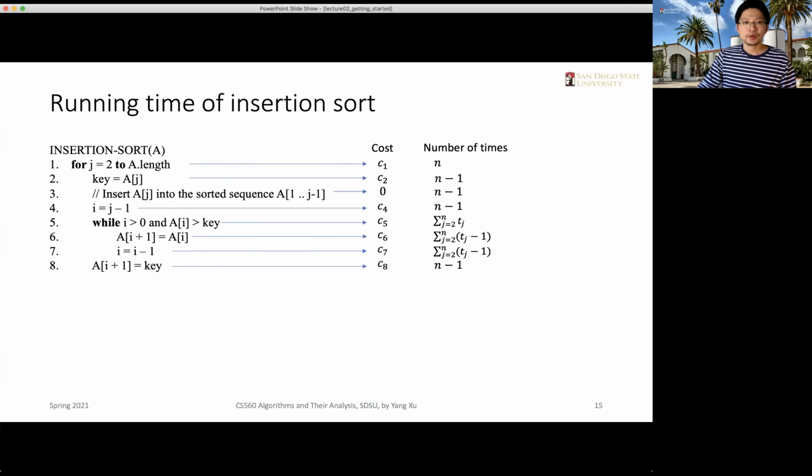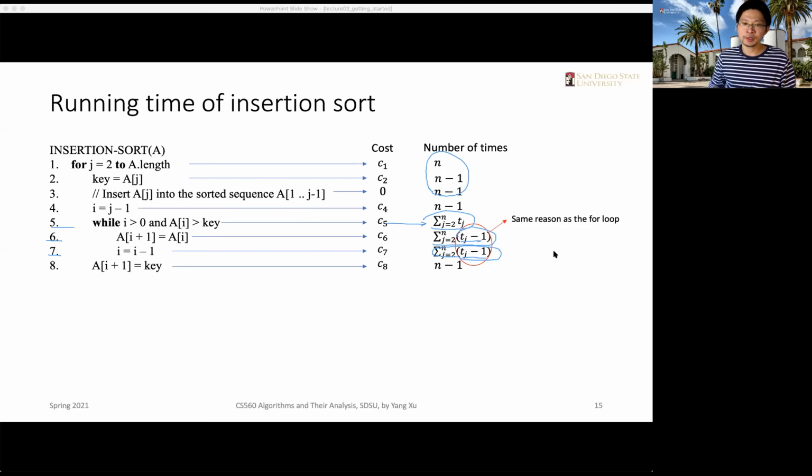Having tj defined, we can replace those question marks here with some expressions of tj. So with expressions like the summation of tj here, and the summation of tj minus 1 here and tj minus 1 here, with the same reason as we have shown here. Because the loop statement is always executed one more time than the body, because we need to break the loop. So the while loop's body, line 6 and line 7, are also executed one less time than the while loop head statement.